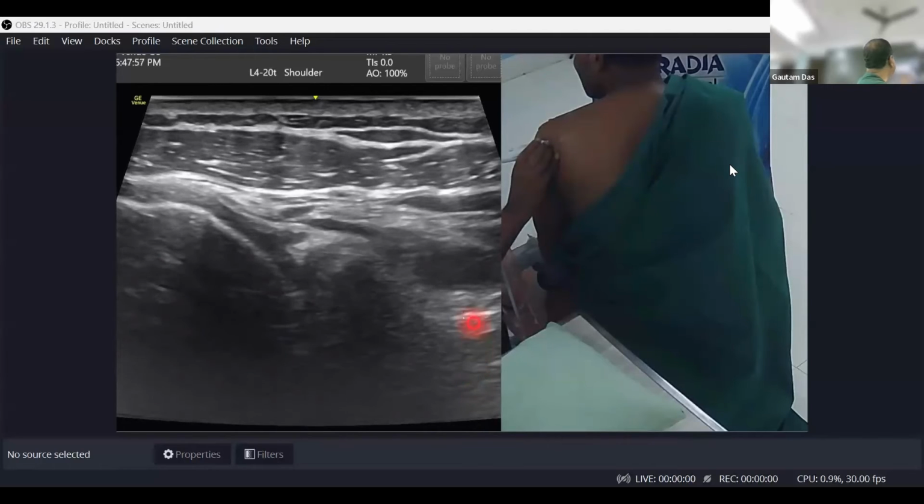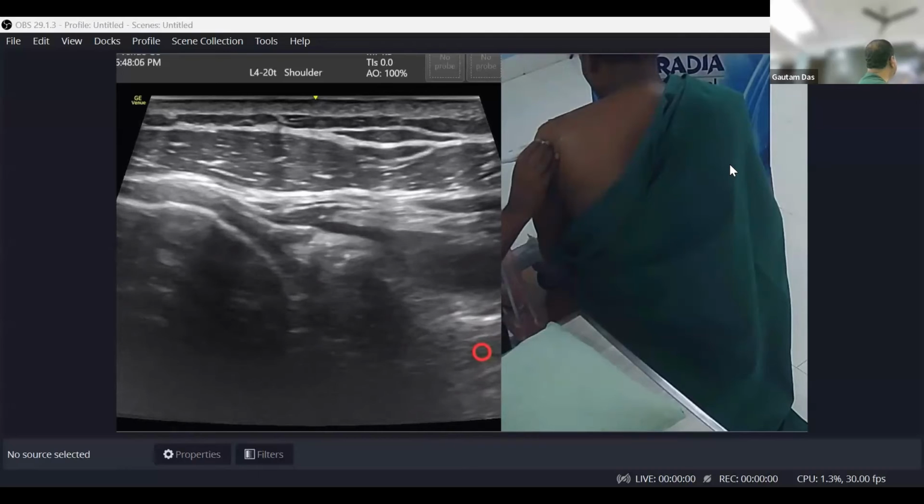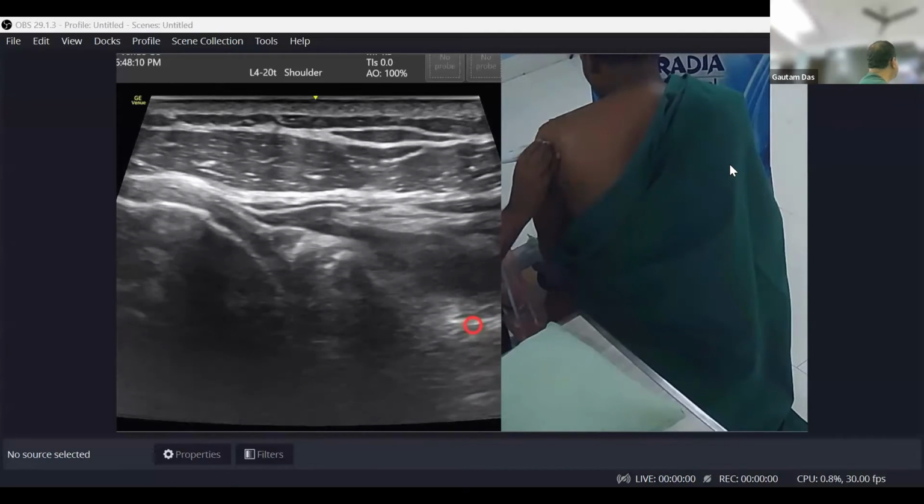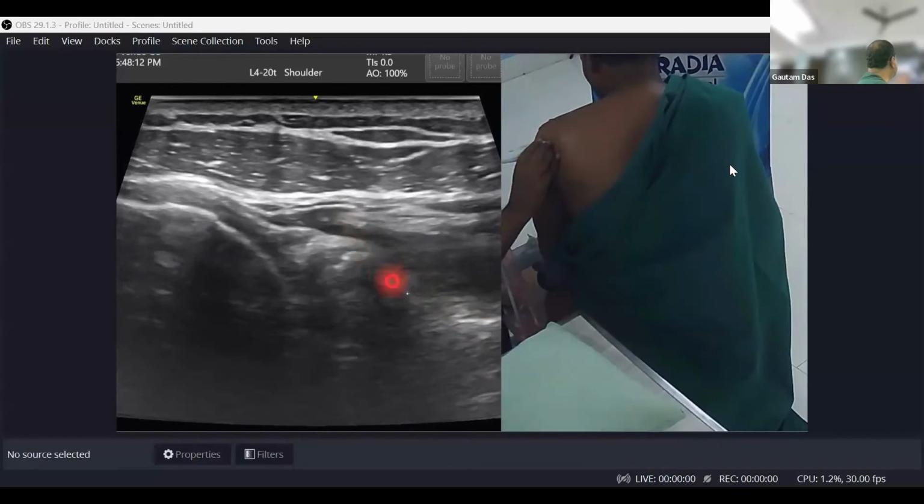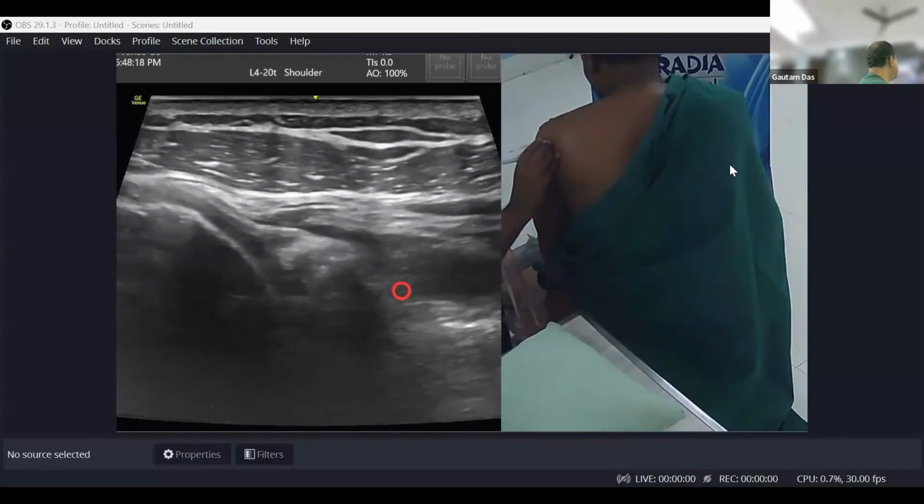I hope you can appreciate the pulsation here. That artery is accompanied by the nerve, that is your suprascapular artery and the nerve. So this is the suprascapular artery and the hyperechoic structure is your nerve. If you are blocking it here, putting the probe here, then you are not going to block the muscular branch of the suprascapular nerve. So this is nowadays done.